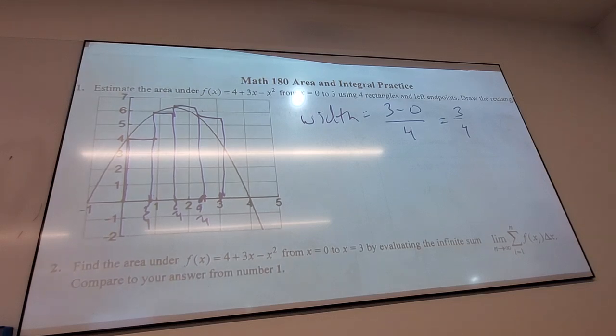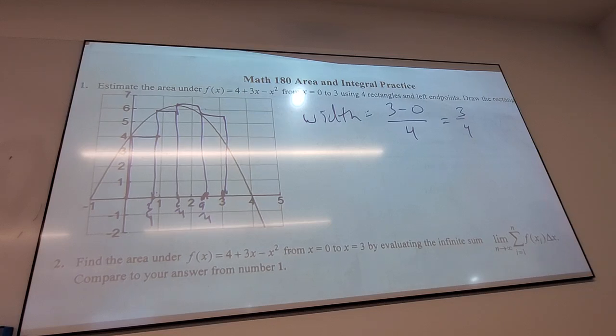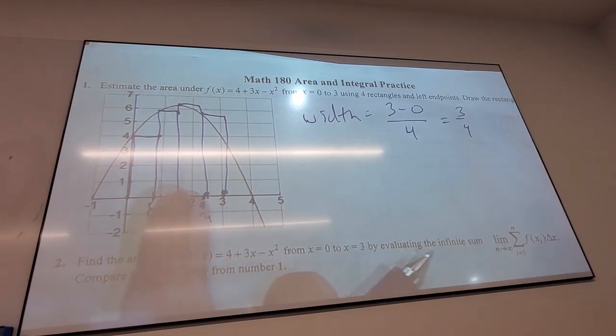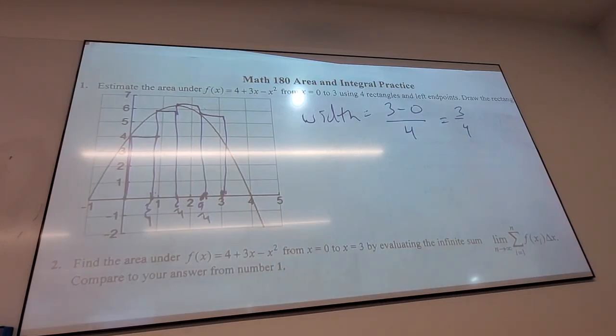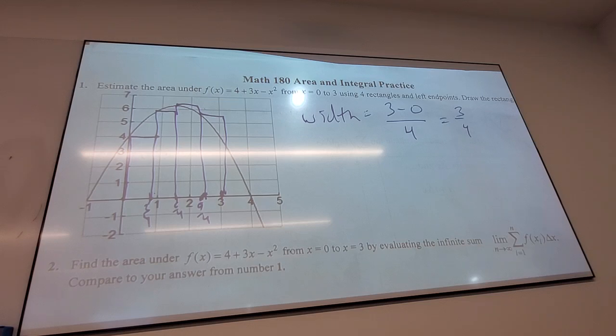Why would I expect something like that to happen? Because this function is symmetric, right? And I'm sort of going around the middle of it, so I would expect that. Does that make sense? Okay.